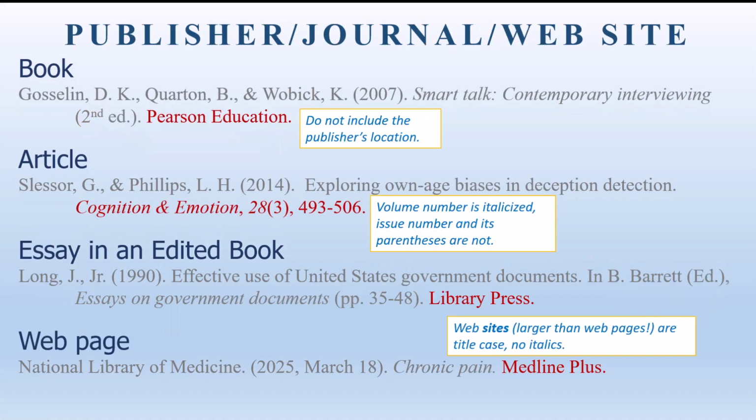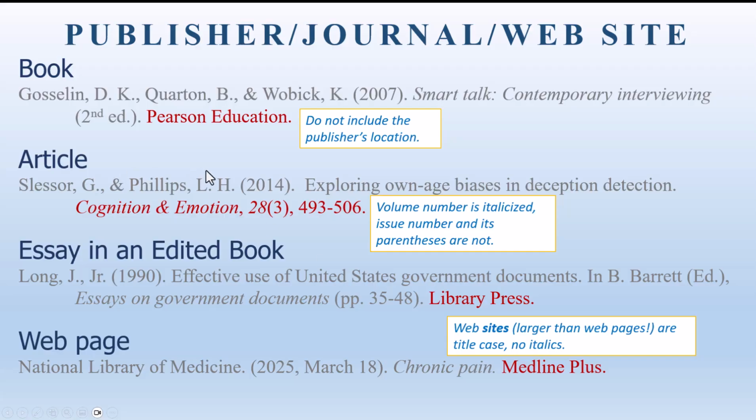All right, next piece. This is another part of the where it came from, the source piece. For books, you would put a publisher. So for this one, I have Pearson Education as my publisher. You do not need the location. So you don't put New York, London, whatever. That was an older version of the style. Now you just need the publisher's name. I did the same here on my edited book.